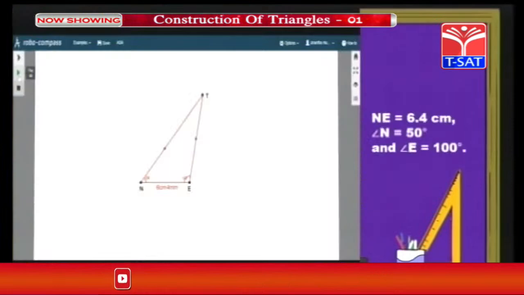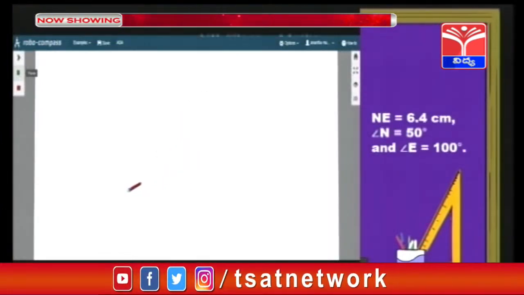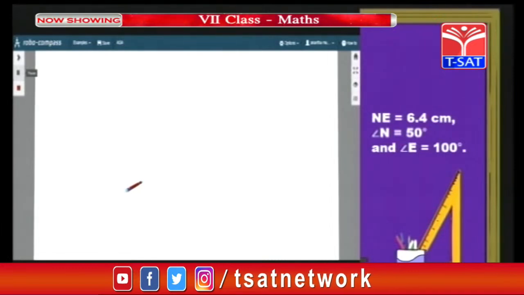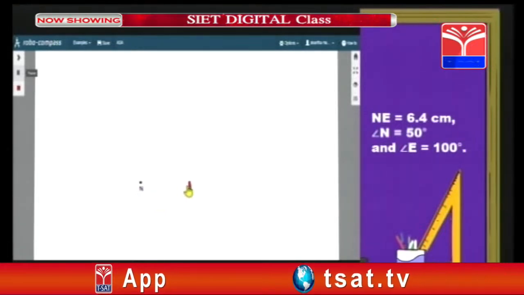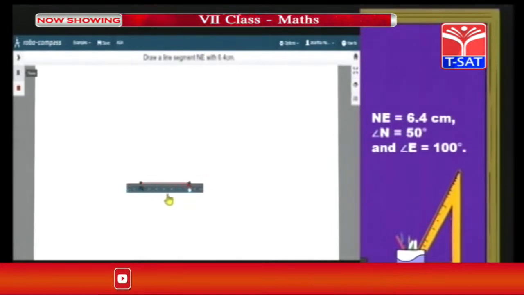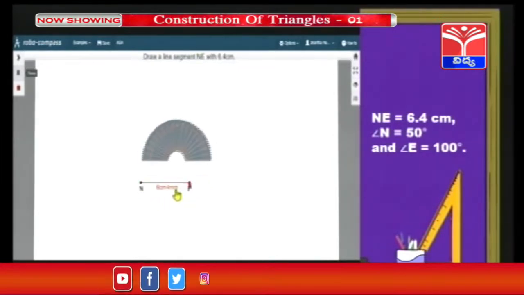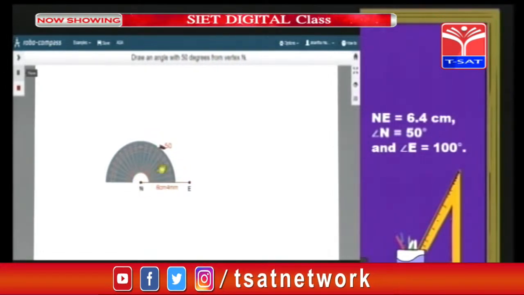Let us see the construction. This is our construction. First, as usual, we have to take a base. Base will be taken as NE. Here I am taking NE as base. So a line segment is drawn with 6.4 centimeters, and now take a protractor and measure angle N 50 degrees.